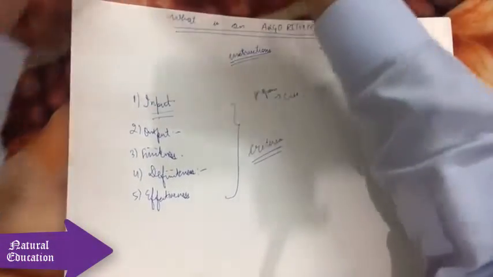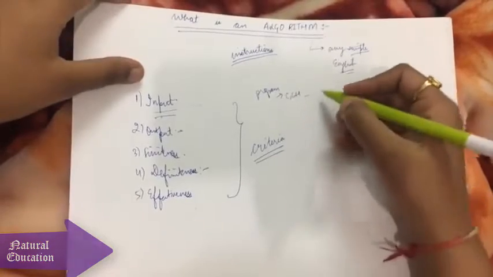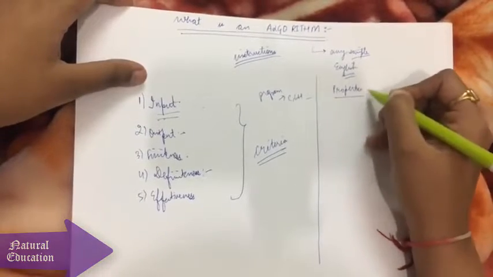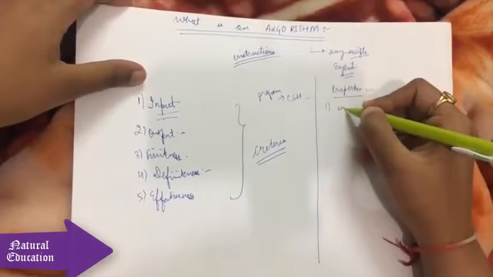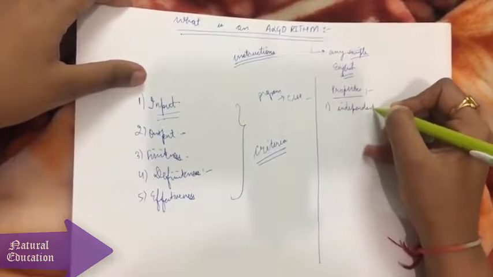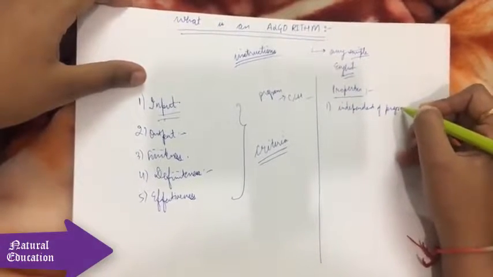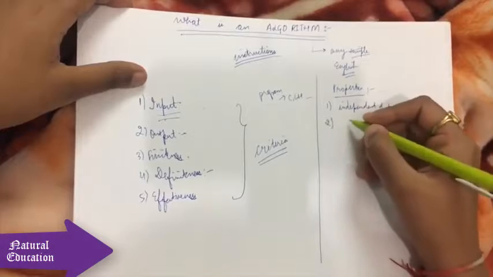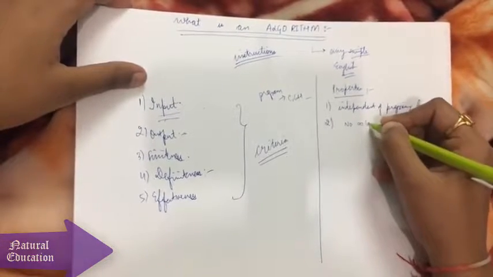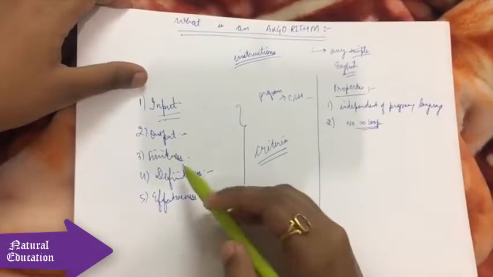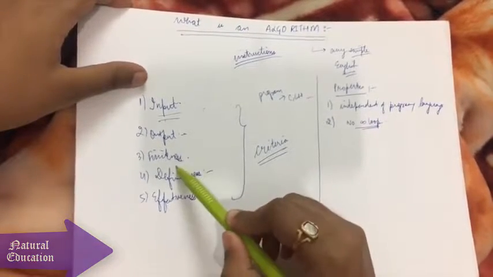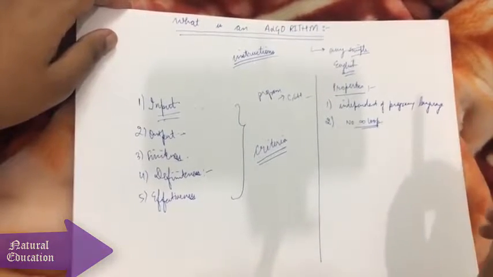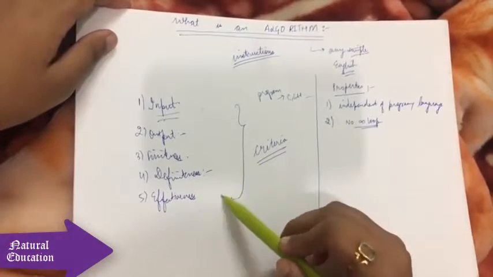Next we are going to study the properties of an algorithm. The first and foremost property, as we discussed, is that they are independent of the programming language. Then second, there should be no infinite loop, because if there is an infinite loop, it will never fulfill the finiteness criterion. It will keep on running and not stop until stopped externally, and that is not valid for an algorithm.